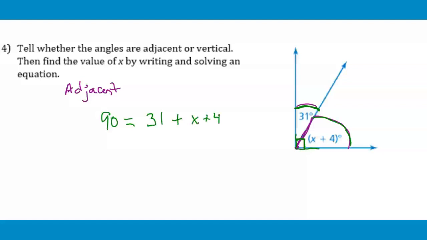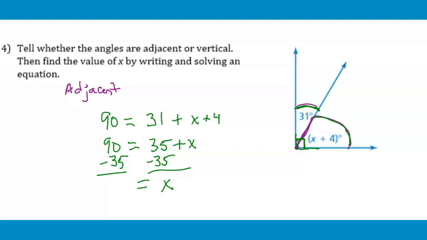There's my equation. Now I have to simplify my equation, so I get 90 equals, and I can combine my constants, my whole numbers, 31 and 4. Add those together, that's 35 plus x. I have to get rid of the 35, so I can subtract 35 from both sides, and what I end up with is x equals 55. X equals 55 is your answer to that.